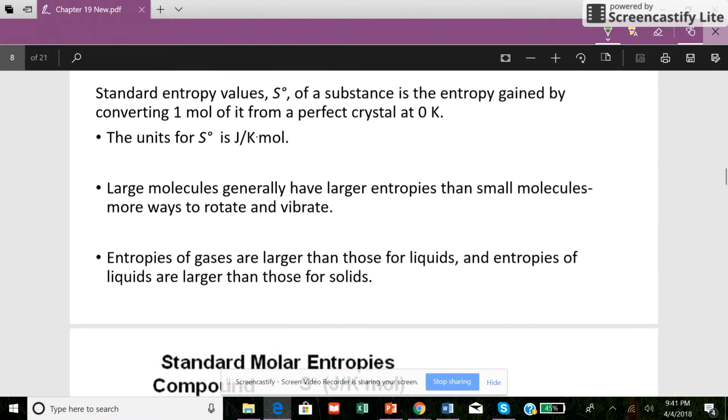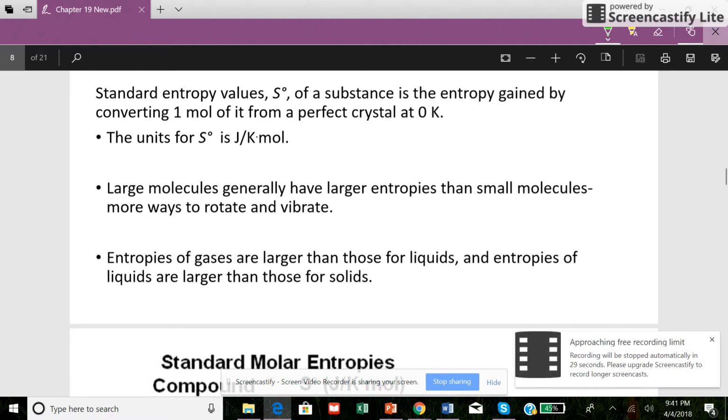Okay, here it is. The standard entropy value of a substance is the entropy gained by converting 1 mole of that substance from its perfect crystal. Okay, I'm going to stop right here, and I will continue in the second slide.